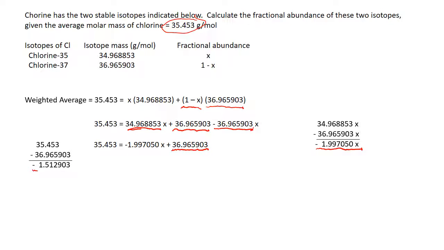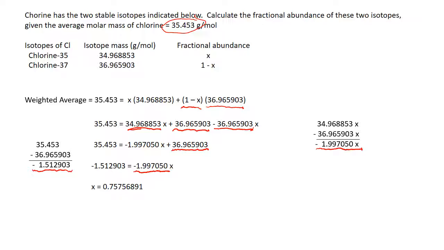Now I can substitute this on the left-hand side of the equation, and I get minus 1.512903 equals minus 1.997050x. The last thing to do is to divide both sides by the minus 1.997050. When I do that, I get x equals 0.75756891. And again, I've kept all the digits of my precision that my calculator gave me.